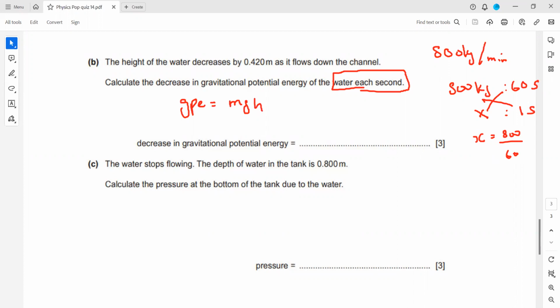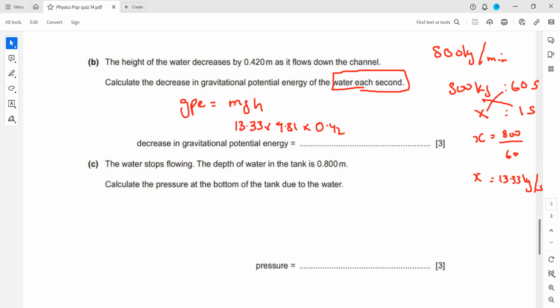Because in the question, we need how much the gravitational potential energy changes every second. So it is 13.33, so 13.33 kg per second. For every second, 13.33 kilograms of mass will flow. So the mass we write is 13.33. The gravity is 9.8. You can also take 10 here. And the change in the height is 0.42. So multiply 13.33 times 9.81 times 0.42.